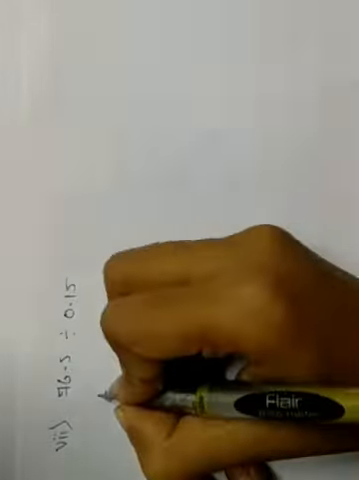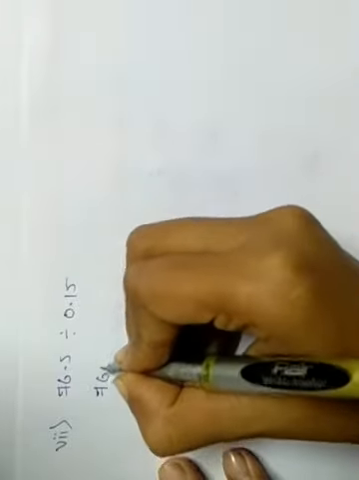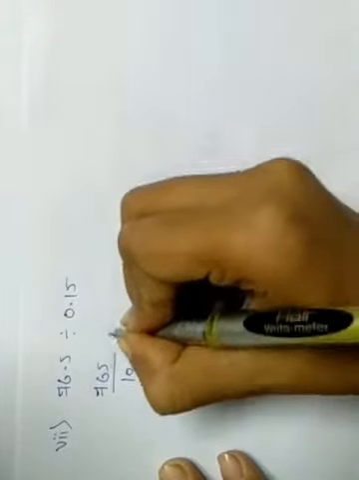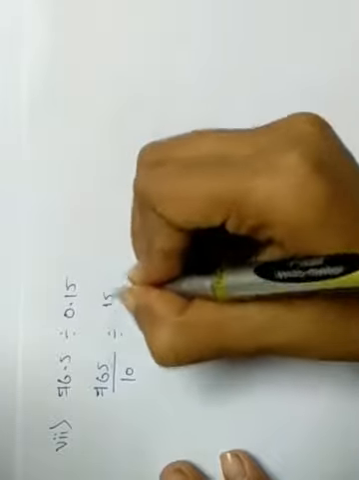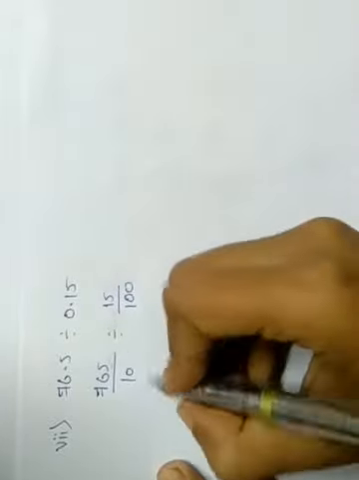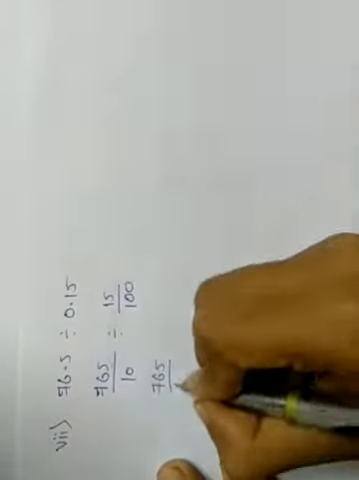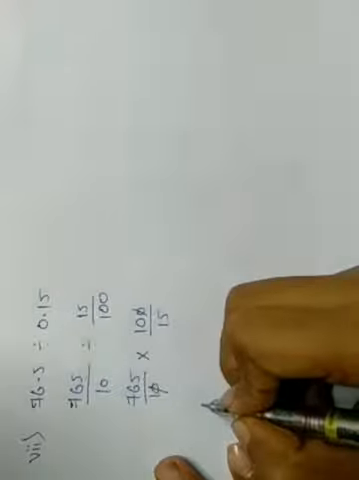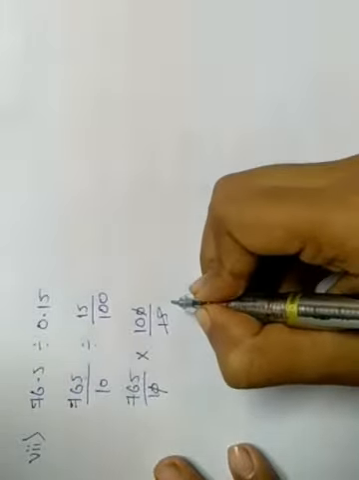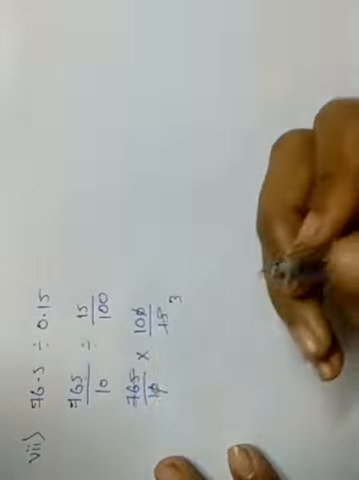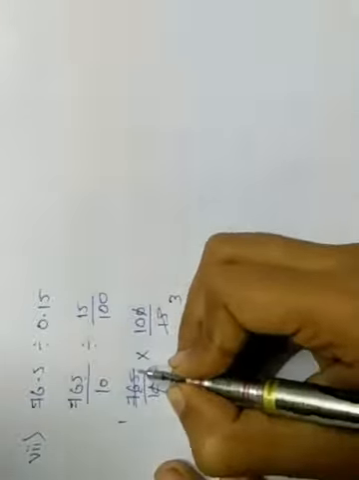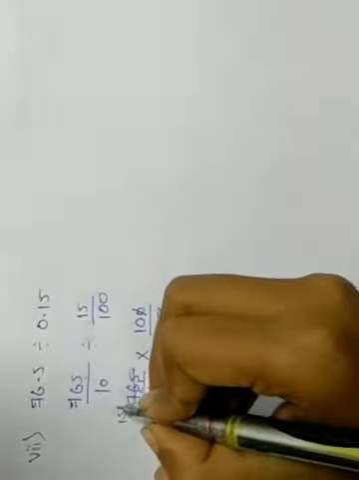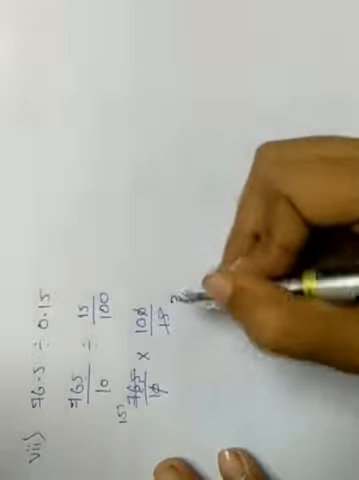Seventh one, 765 divided by 10. Again divide symbol, 15 divided by 100. 765 divided by 100. Change the sign, reciprocal. 1 0 1 0 got cancelled. Again 5 3s are 15. 5 1s are 5. 5 5s are 25. Again 5 3s are 15. Right. Again it will get simplified.